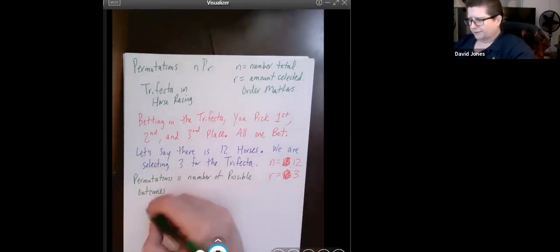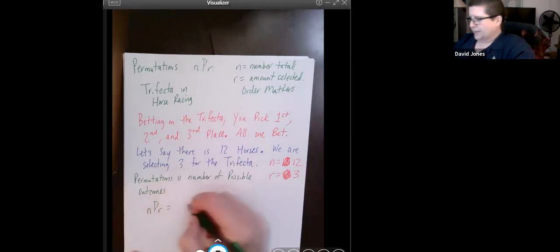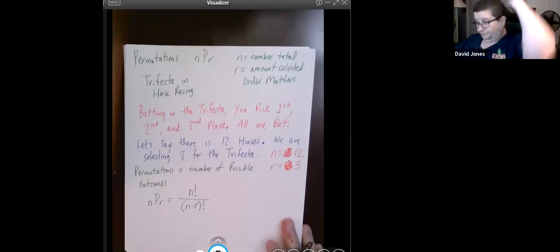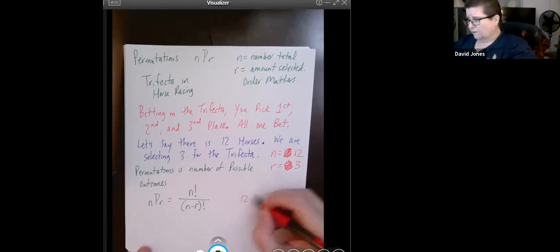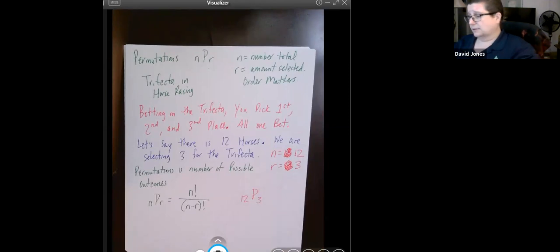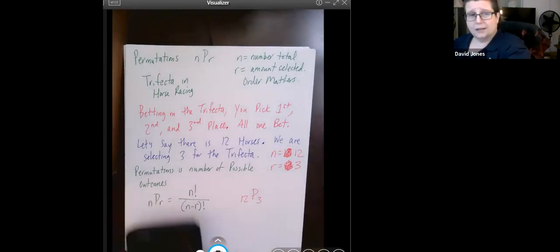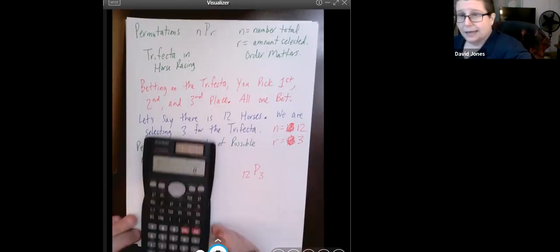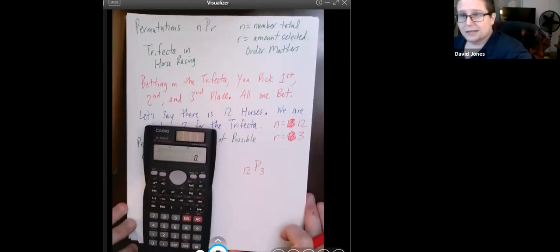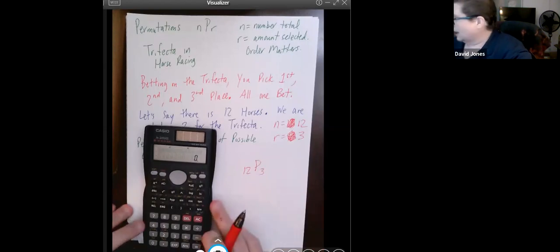And the formula for nPr is n factorial over (n minus r) factorial. So in our problem, we have 12P3. Let's just show it on the calculator real quick, and then we're going to do it by hand. I think this area is a lot better by hand. It's a lot easier by hand in a lot of circumstances when you're trying to simplify, as you'll see in a little bit.